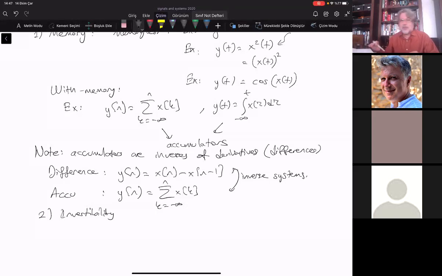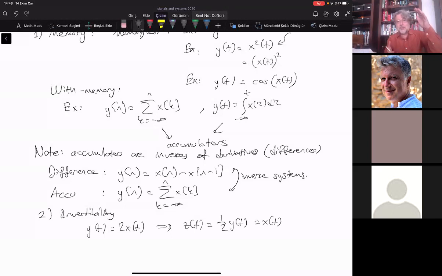You will have to say, for example, an amplifier, y of t is equal to 2 times x of t, is clearly invertible, because you can say that z of t is equal to 1 over 2 times y of t. If y of t is the input, z of t is the output. That will give you x of t. So I could invert, multiply by 2, inverse is multiply by 1 over 2.